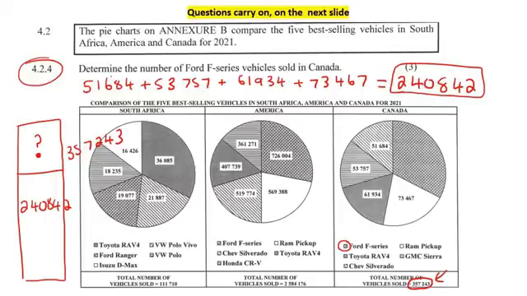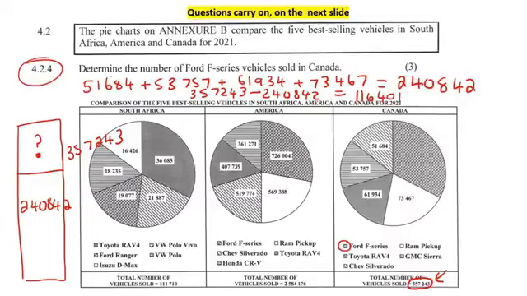So what we can then say is 357,243 take away 240,842, and that would give us 116,401 Ford F-Series cars. I'm just going to say Ford F-Series.